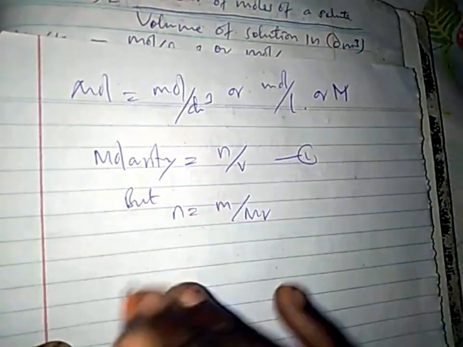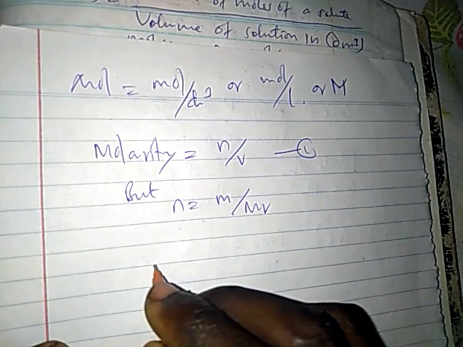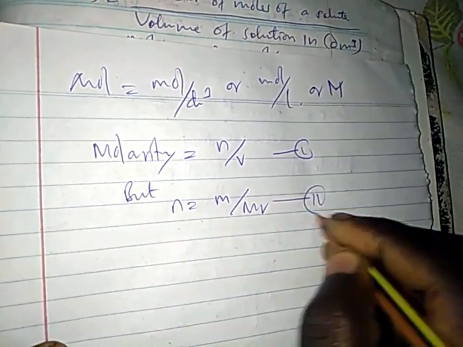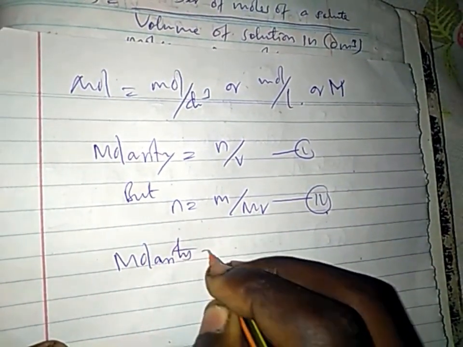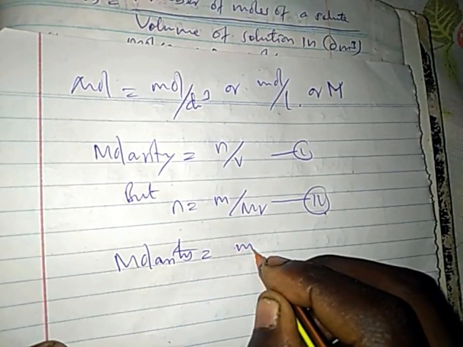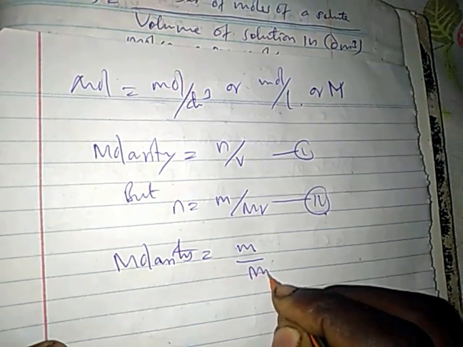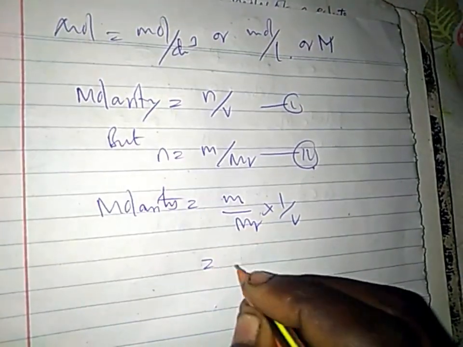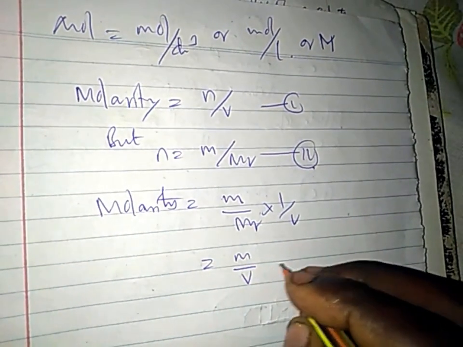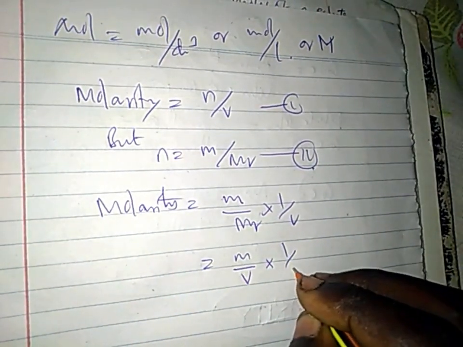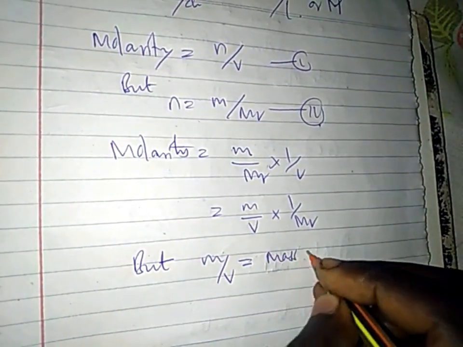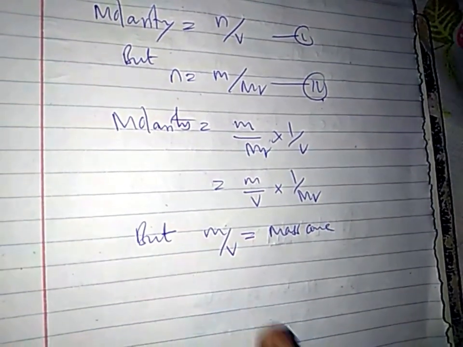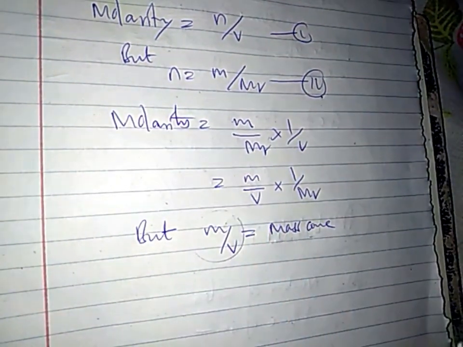number of moles is equal to mass divided by molar mass. Let's call this equation 2. Now, from equation 1, if we substitute equation 2 into equation 1, we get molarity is equal to mass divided by molar mass times 1 divided by V, which would be equal to mass divided by volume times 1 divided by molar mass. But remember, in this case, mass of the substance divided by volume is equal to mass concentration.